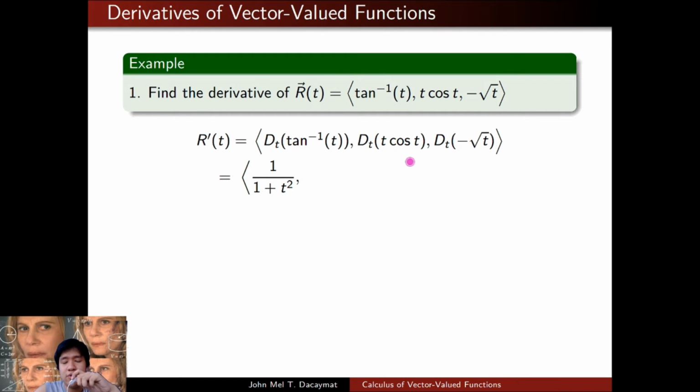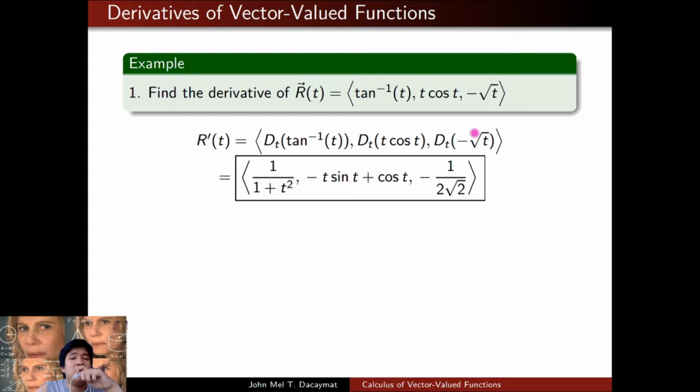product rule, no? Product rule tayo. Do you remember? Product rule. First component, copy the first, so that's t. Derivative ng cosine is negative sine, so you get negative t sine t plus derivative ng first, which is 1, times copy the second, which is cosine, so you get plus cosine t. And then this one, pag differentiate ang negative square root of t, you'll get negative 1 over 2 square root of t. Sorry, square root of t po yan, hindi yan 2.